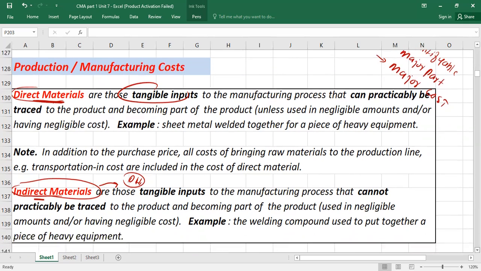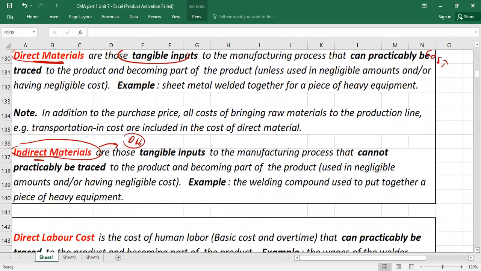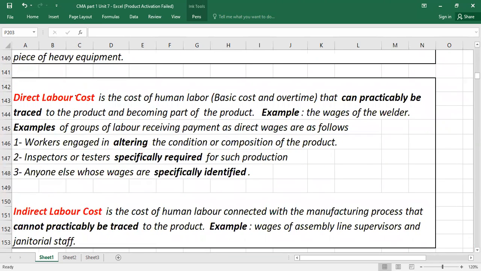Then guys, we have labor cost. Second cost I'm explaining. Labor cost also has direct labor cost and indirect labor cost. What is direct and indirect? Guys, please remember here. Labor cost, you know, the cost of human, right? Who has worked on the production, who has worked on the product. And by the way, is it direct or indirect? So let me tell you here.